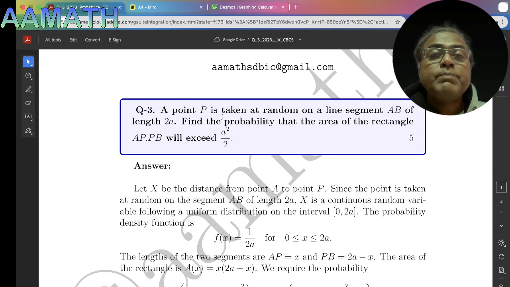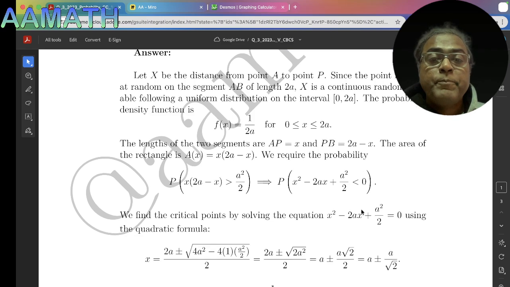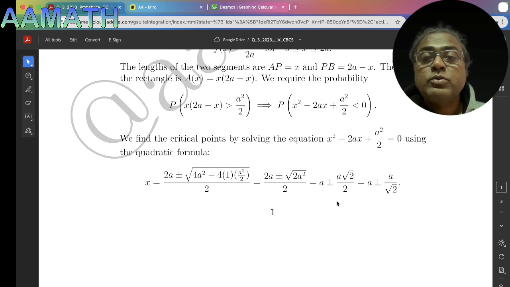Now the question is to find the probability that the area of the rectangle AP into PB will exceed a square by 2. So the probability that x into (2a minus x) is greater than a square by 2. After simplification, we get from this inequality x square minus 2ax plus a square by 2 less than 0. First we simplify this inequality taking equal to 0, and solving we get x equals a plus minus a by root 2.